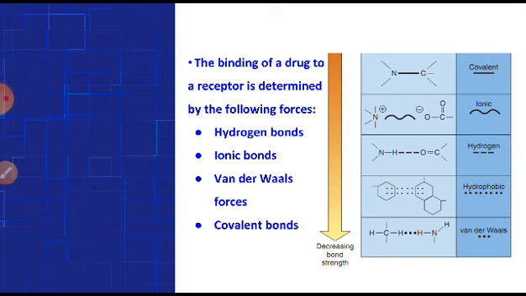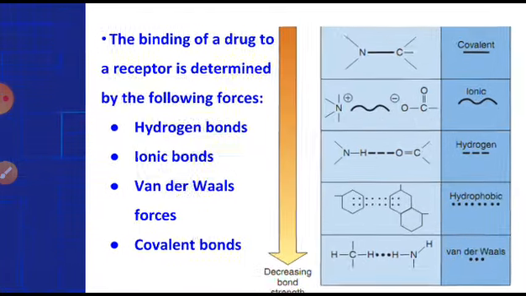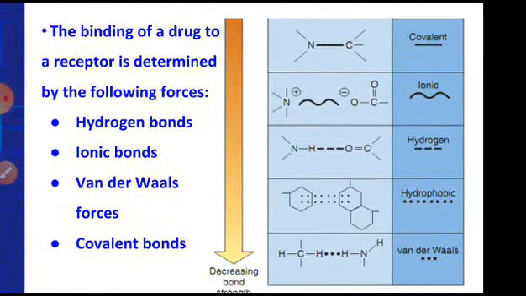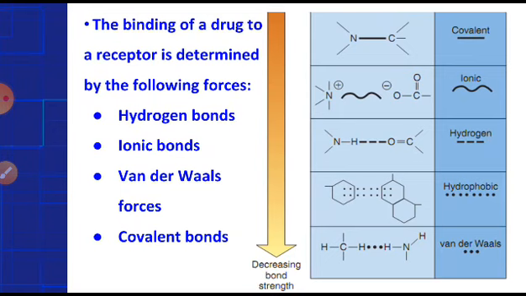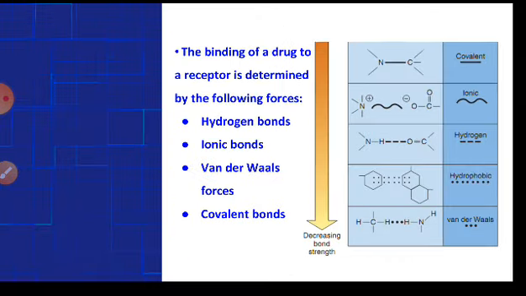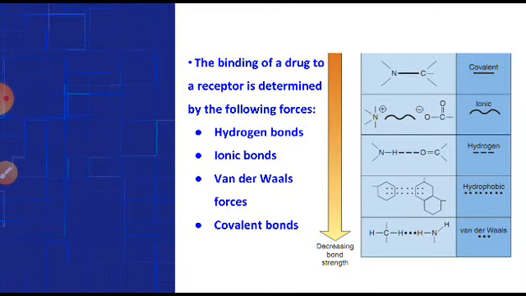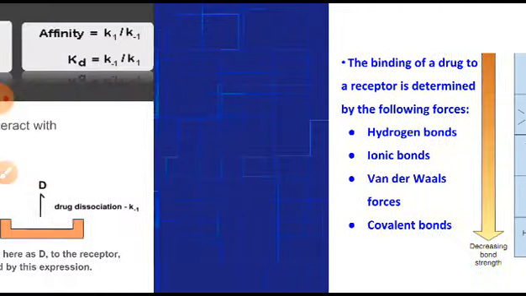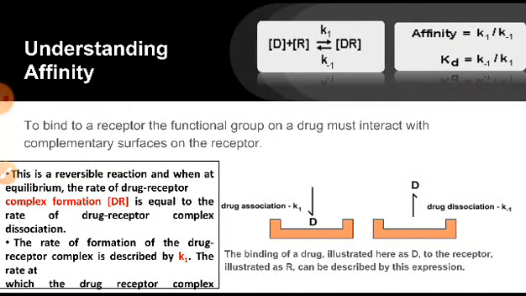When the drug is binding, the drug can bind by using the following forces: covalent bonds, ionic bonds, hydrogen bonds, hydrophobic bonds, or van der Waals bonds, right? You can say covalent bonds are there. So like that, its binding needs different forces. Now to understand the affinity, here some pictorials are there which help you to understand.